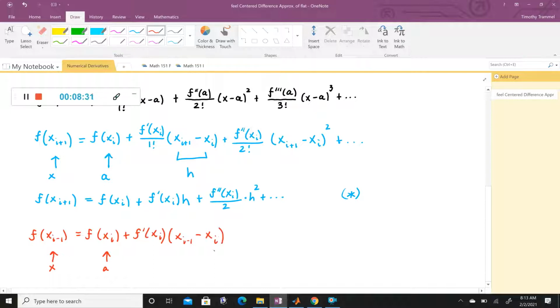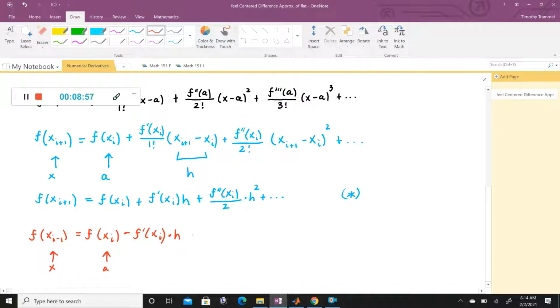Right, this is the center, this is the x value. Now remember, x sub i is going to be h units bigger than x sub i minus 1. So this is going to give us a negative h if we subtract these. So what we'll do is we'll go in here and write in a minus and then times h.